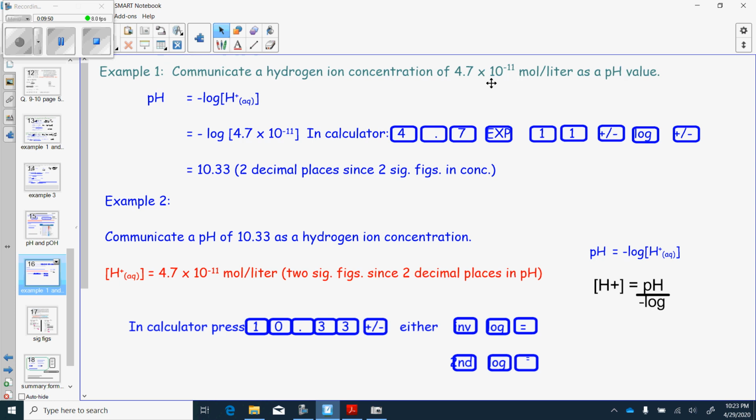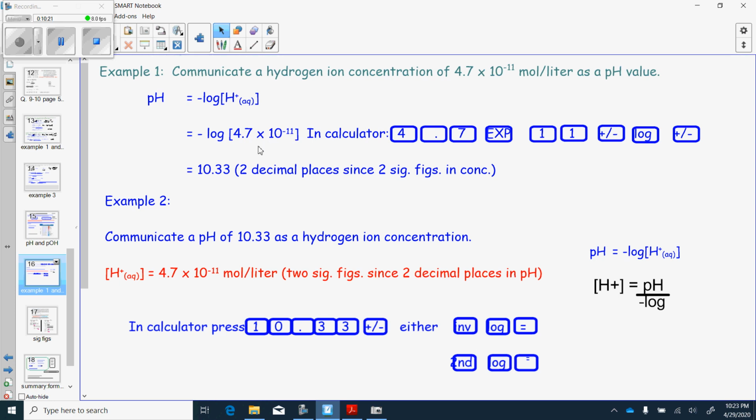Now some people will say, oh, it's 11. You've got to be careful. That's only when the front number here is 1. So yes, 1 times 10 to the negative 11, you just change the exponent sign, so you'd have a pH of 11. But this has not a 1 in front. It has 4.7, so we've got to do a little more work to change this into a pH. So here's our formula. pH equals negative log of the concentration of H positive. So the concentration of H positive is 4.7 times 10 to the negative 11.